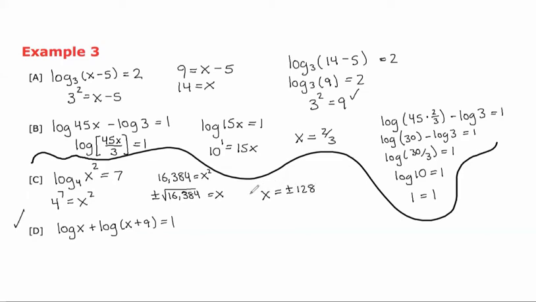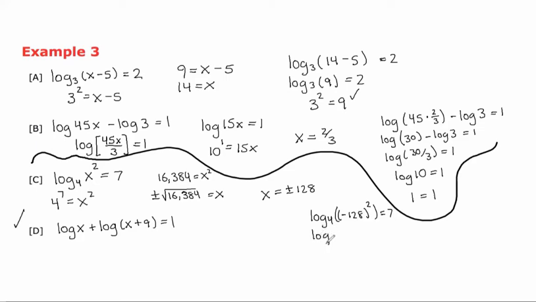Now, for part C, both of these answers work, because if I take the logarithm base 4 of negative 128 squared equals 7, I actually have to square the negative 128. So negative 128 squared is 16,384.